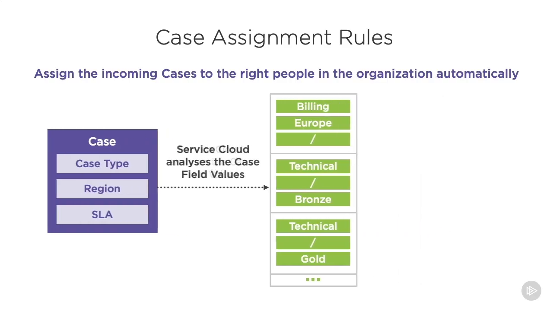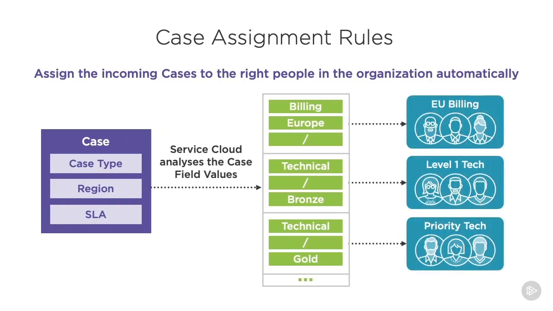What case assignment rules will do is they will look at those fields and based on the criteria you set up, will assign them to the right queues. Here, respectively, EU billing, level 1 tech, and priority tech. You can see that they leverage the fields on the cases in order to select the right queue. That's how case assignment rules work. Now, let's see in practice how we can set them up.